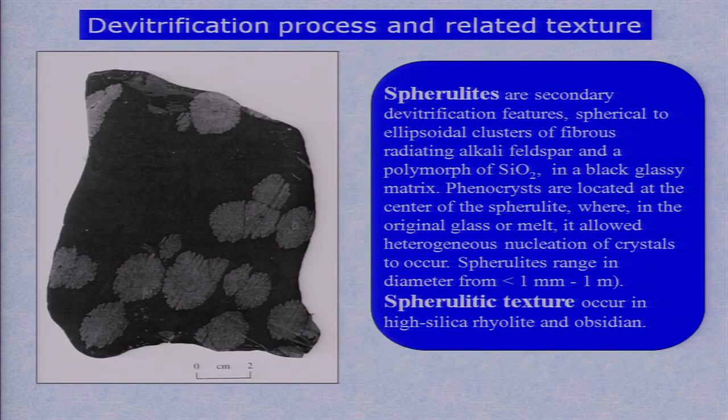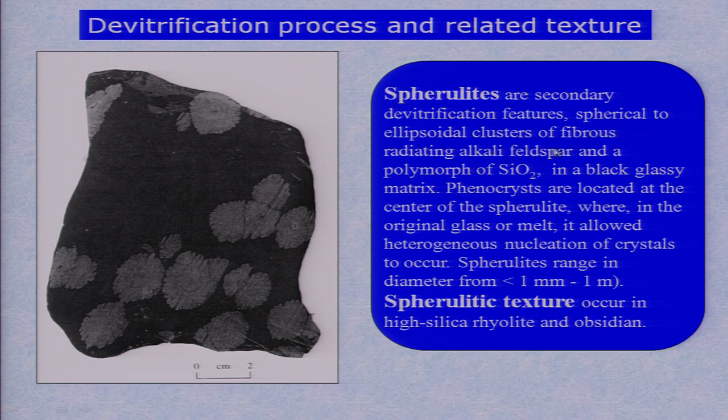Here is the devitrification process. What is devitrification? The glass over a time period develops crystallinity. In a glassy rock, over a time period, it has developed some crystals, and these crystals are spherical or spherulitic in shape. Spherulites are secondary devitrification features.